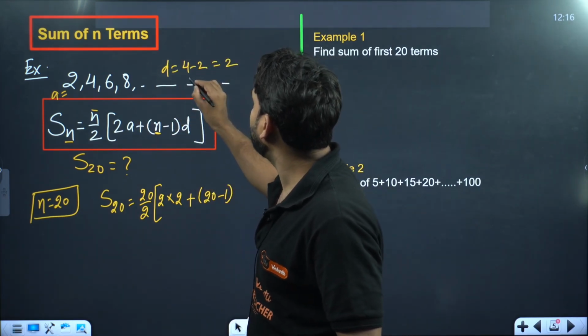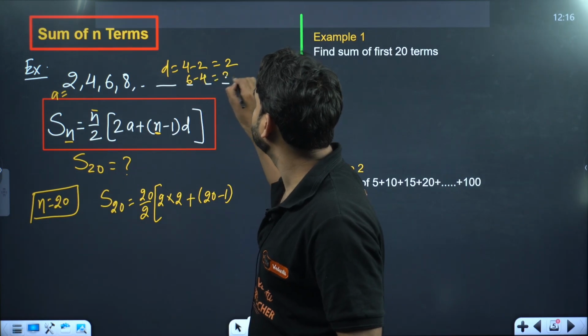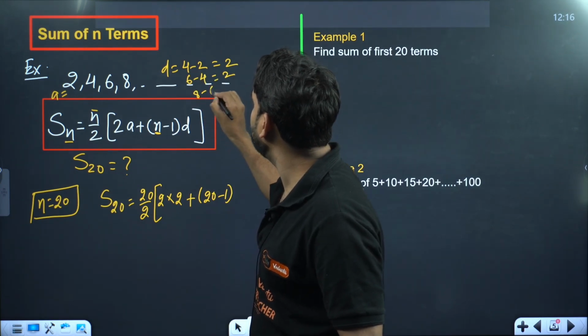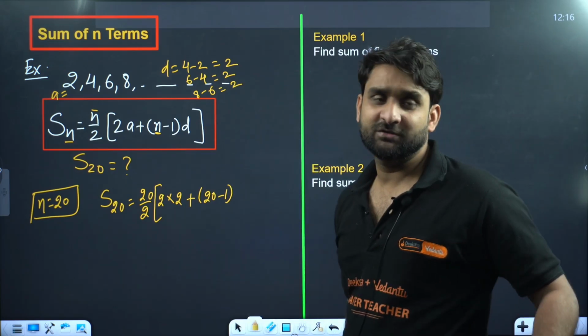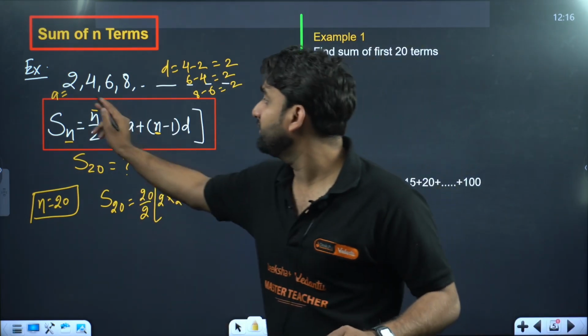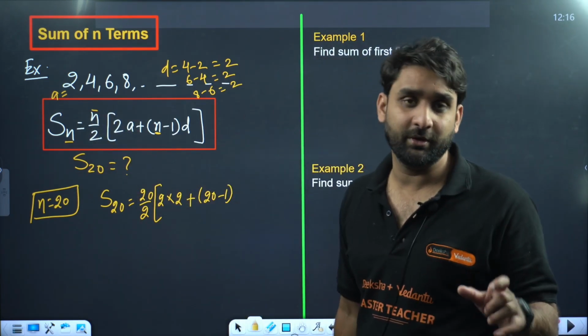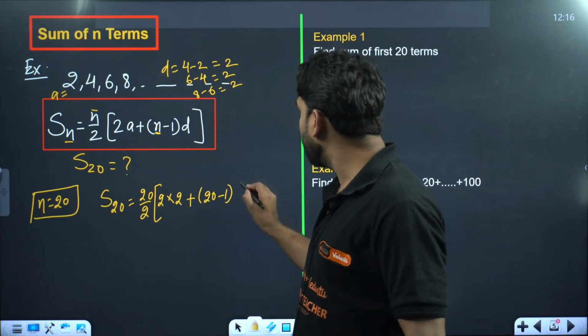Or we can also calculate 6 minus 4, that is also 2. We can also calculate using 8 minus 6, that is also 2. Look at this. That is why this is called common difference, because the difference between each consecutive pair of numbers is constant. So D is 2 here.